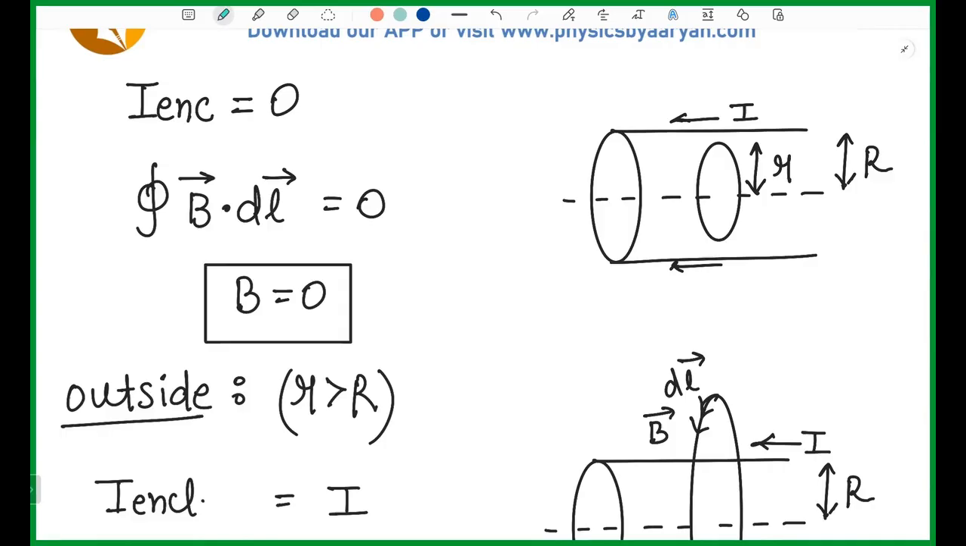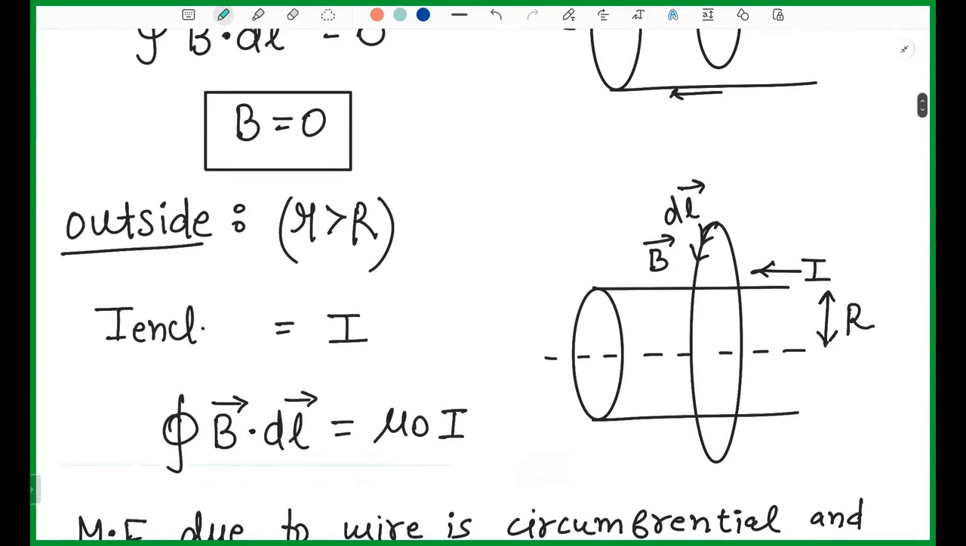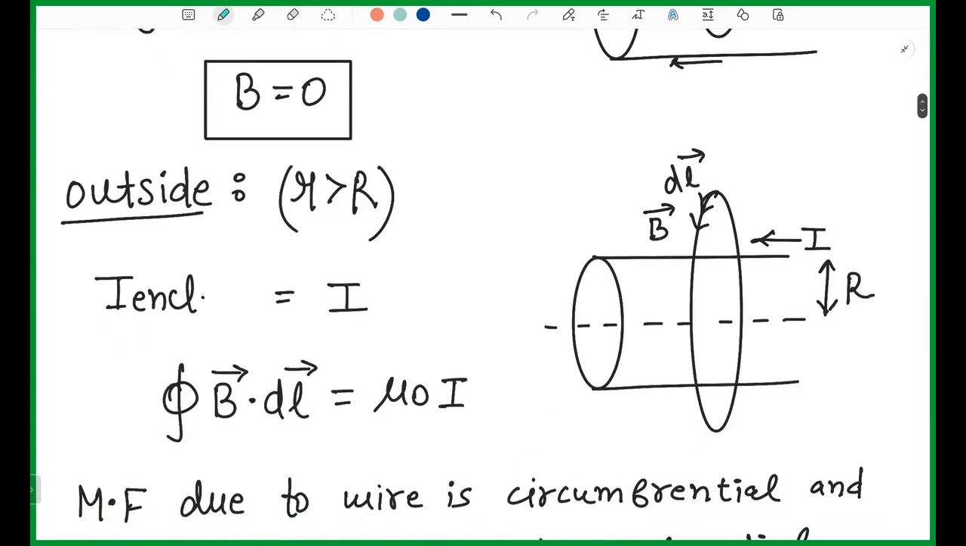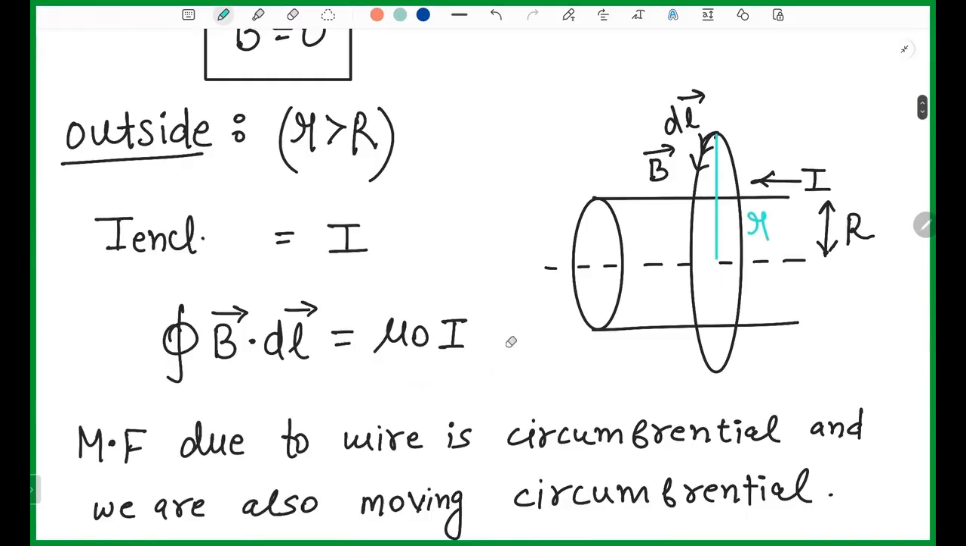Now, what about outside? Again, I will take the hypothetical circular loop, but now the radius of this loop is greater than my capital R. Now, how much current is flowing through it? The current I is flowing in the conductor, and this current I will pass through this bigger loop. So the current enclosed in this bigger loop is I. Then I will say B dot dl equals mu naught I.